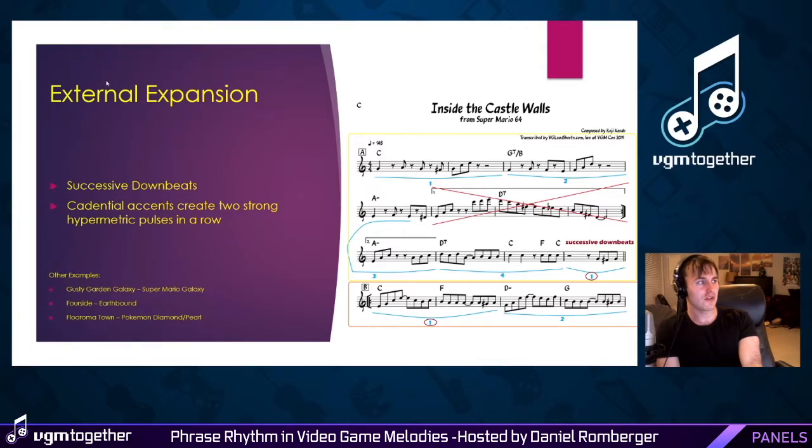So another kind of external expansion is successive downbeats. Successive downbeats happen when you have two strong hypermetric pulses in a row. So an example of this is Inside the Castle Walls from Super Mario 64, which I'll play now. And you notice on this bit of sheet music from VG Lead Sheets, I underlined underneath the hypermeter pulses. In this case, I'm looking at the hypermeter that is 2 measures at a time. Ignore the first ending. What I'm really interested in talking about is the second.